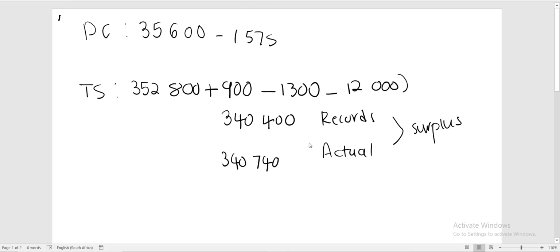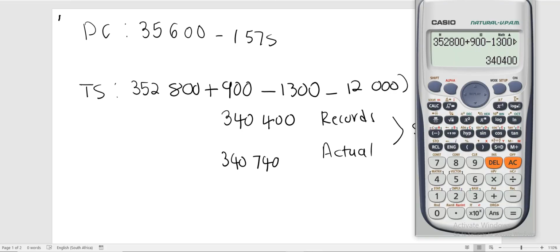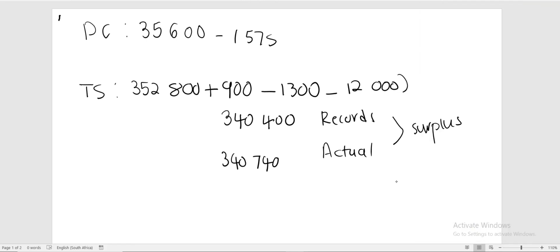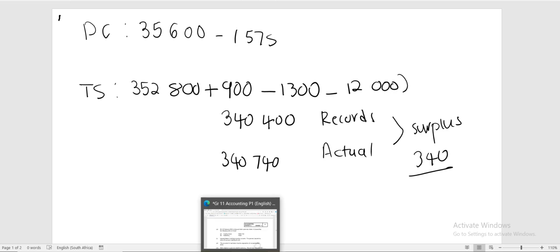Our hope is that at least the figure that we have in actuality should be more than the records. If it's less, it means we have a problem. Okay, now we need to show this calculation. Remember, there's the surplus here. If you say 740 minus 400, it will give you that surplus, because the first digits are the same, so I'm not going to put them. So the difference here is 340. The surplus is 340. You must show how you got to this surplus.